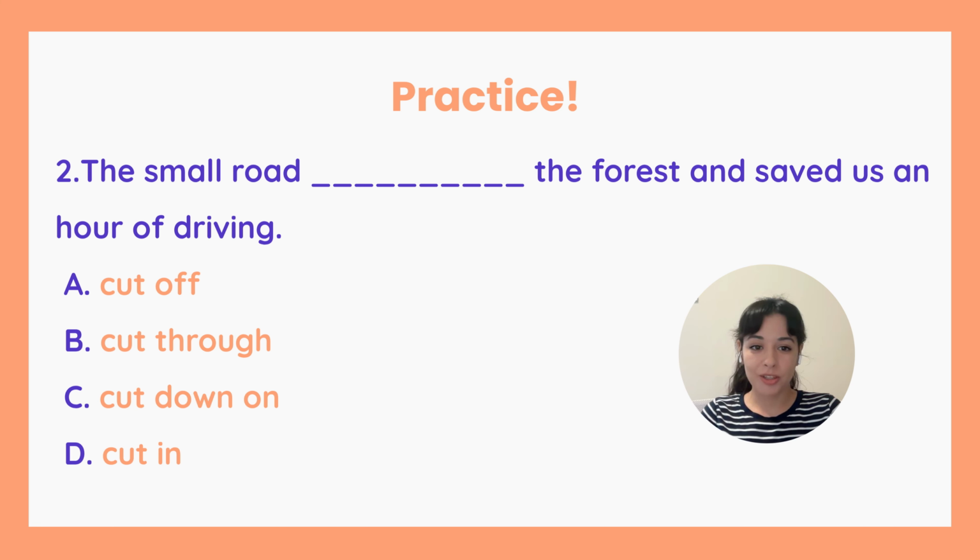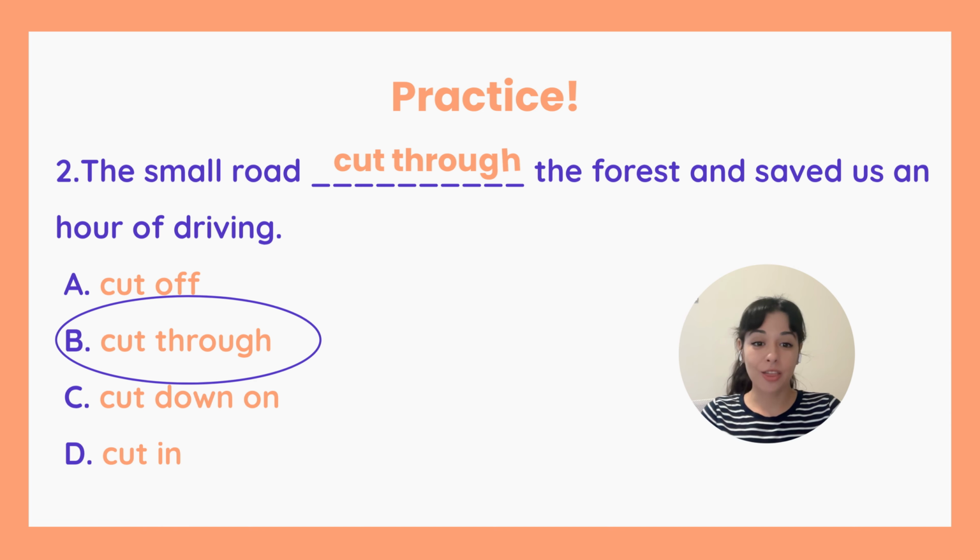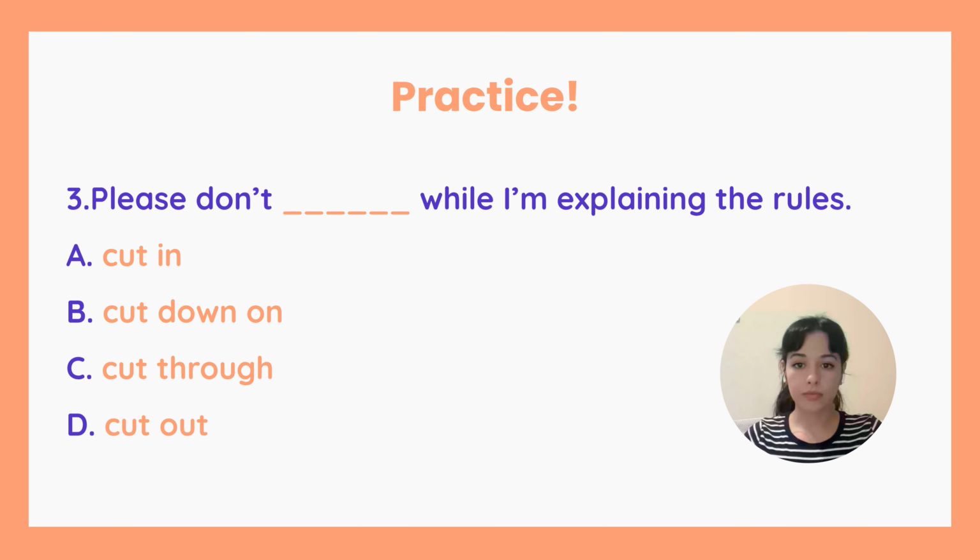Okay, and for number 2, if you said cut through, you were correct. The small road cut through the forest and saved us an hour of driving. The shorter path saved them more time. Number 3, please don't blank while I'm explaining the rules. Good luck.